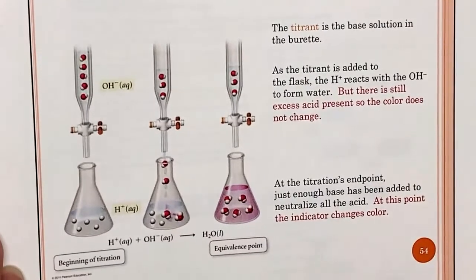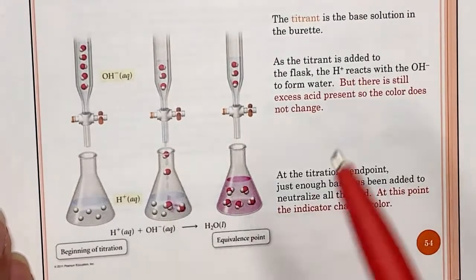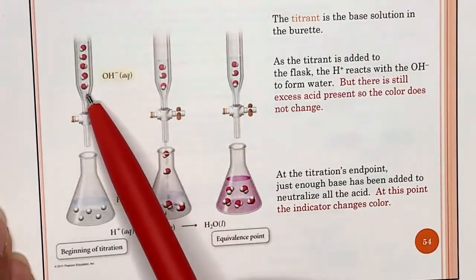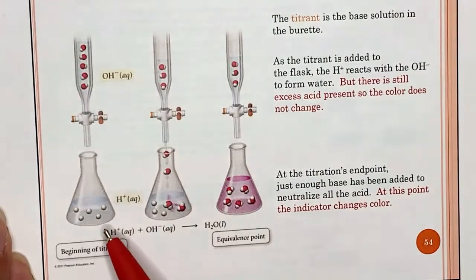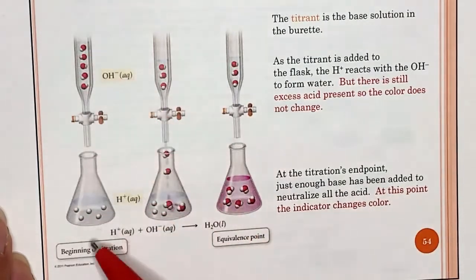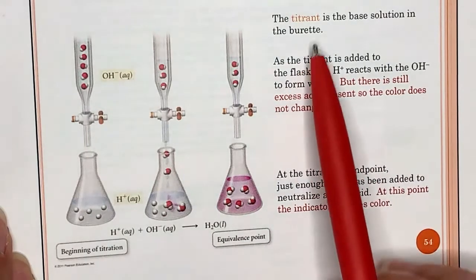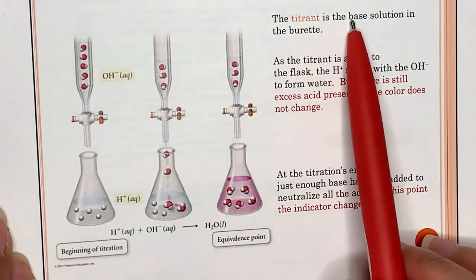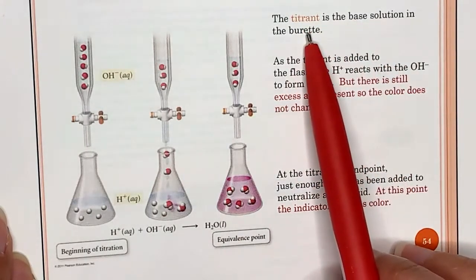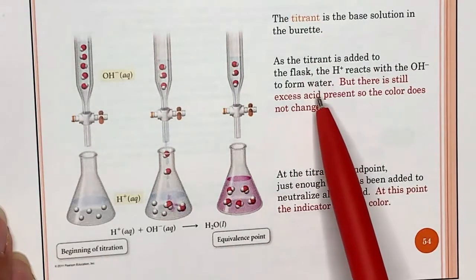All right. So let's take a look here with this titration. This is something you will do in lab. You will be putting some base, so it has hydroxide, into some acid, usually hydrochloric acid, and then sometimes you put the acid in the burette and the base on the bottom. It really depends on the experiment. In this case, the titrant is the base solution in the burette. So the burette is what holds the titrant, and the titrant is added to the flask.